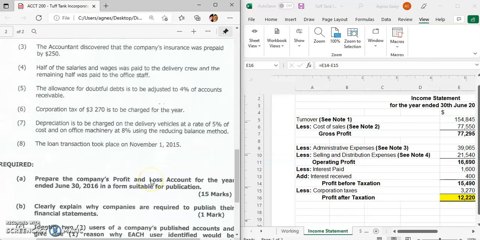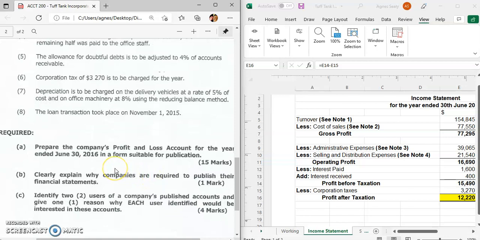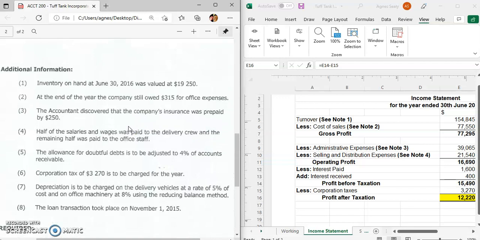Now, this question does not ask us to prepare a statement of financial position, but I'm going to use this question to still demonstrate how to prepare one. If you look in our additional information, there is no mention of dividends to be paid, any transfer to reserves, etc. So a statement of changes in equity is not required for this question either.